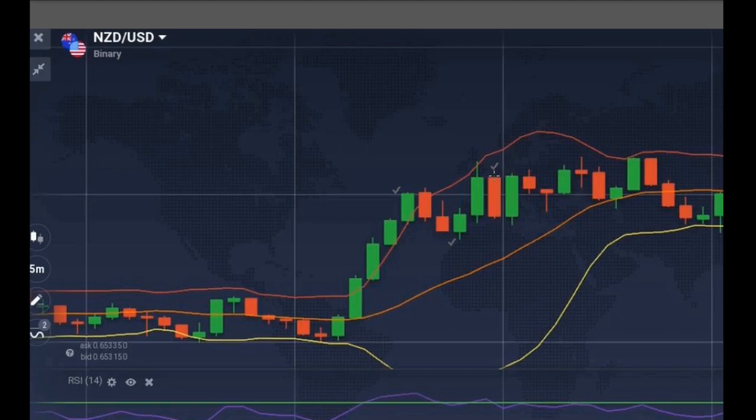You wait for price to cut back and touch the upper body of the confirmation candle, which is this Marubozu over here. So you wait for a touch. As soon as price retraces and touches the upper body of the confirmation candle, which is this Marubozu, you place a put, a sell trade, and then the expiration time should be set at 5 minutes.